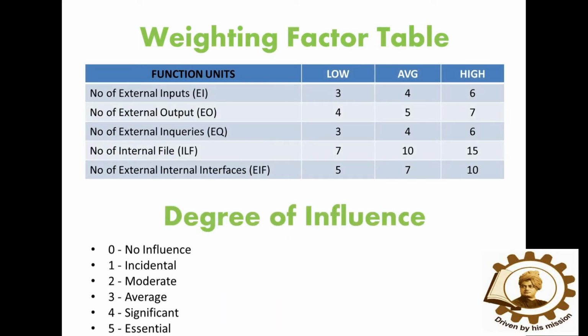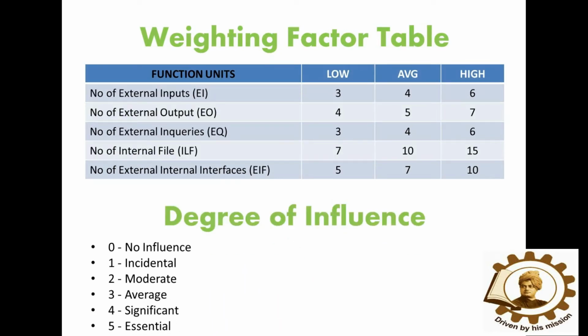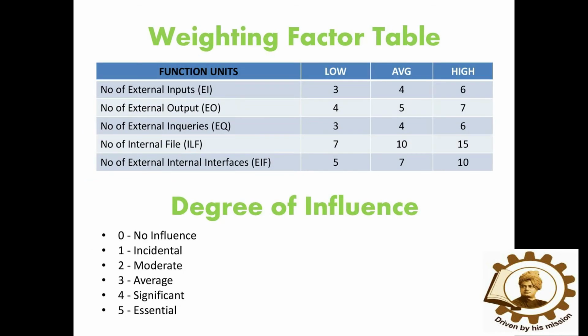Now it is time to think about the degree of influences. There are 6 types of degree of influences, from 0 to 5. Generally, we have to use the average degree of influence in our math. But sometimes in our question, we can find other degrees of influence. Then we have to use that particular value in our math.